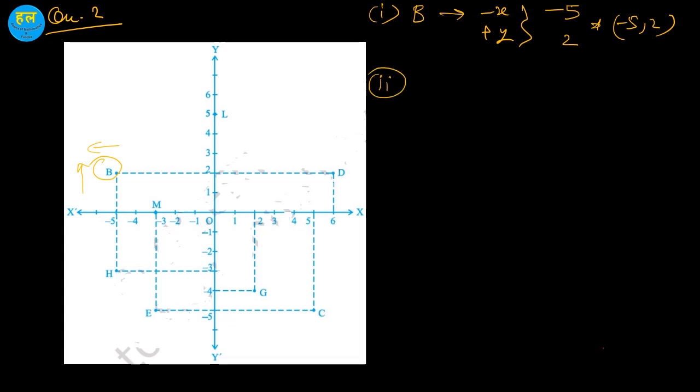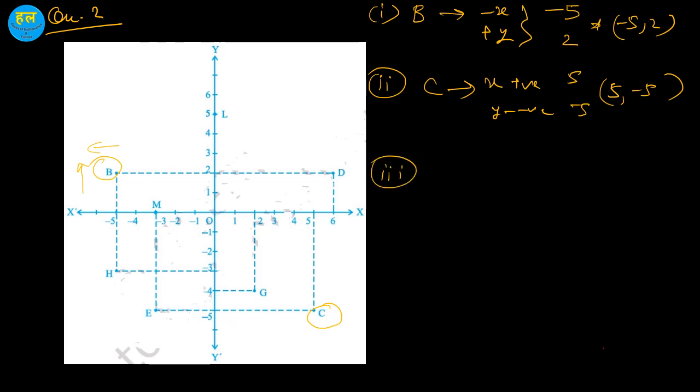Second, coordinates of C. So we can see here C is here. C is on the fourth quadrant, and on the fourth quadrant we have x as positive and y as negative. X here we can see is on 5 by this dotted line, and y is on minus 5. So the coordinate will be 5 comma minus 5.